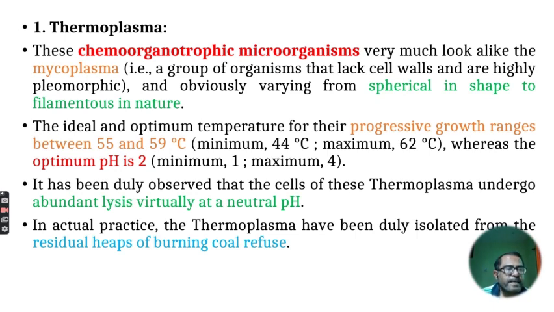So you may observe spherical shape in case of thermoplasma. You may observe filamentous shape in case of thermoplasma. So there is a variation. Pleomorphism is there. And the ideal temperature required for the growth of this group of bacteria is between 55 to 59 degrees Celsius. The minimum temperature required is 44, and the maximum is 62 degrees Celsius. But the optimum pH required by this group of bacteria is pH 2.